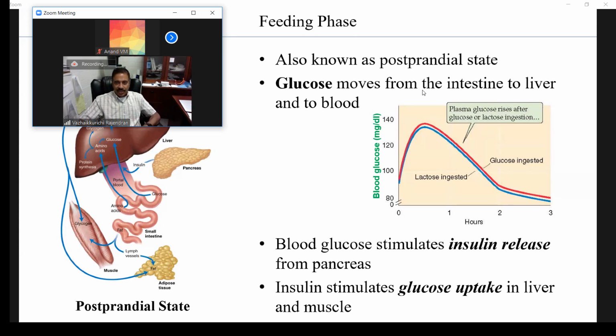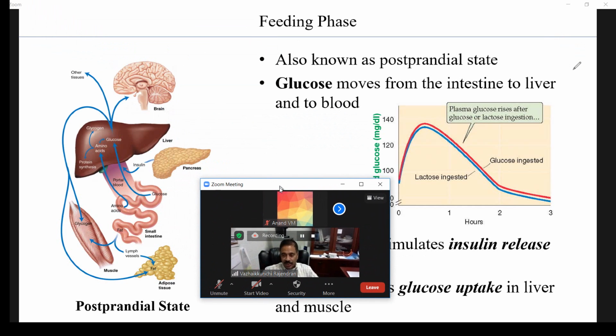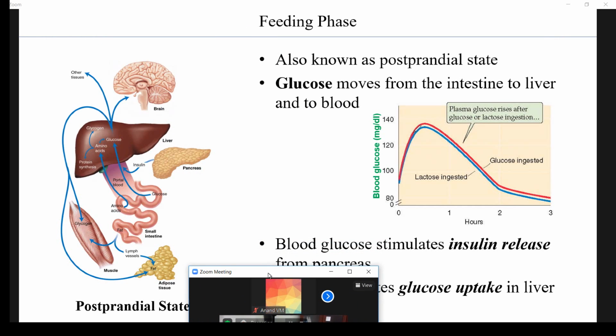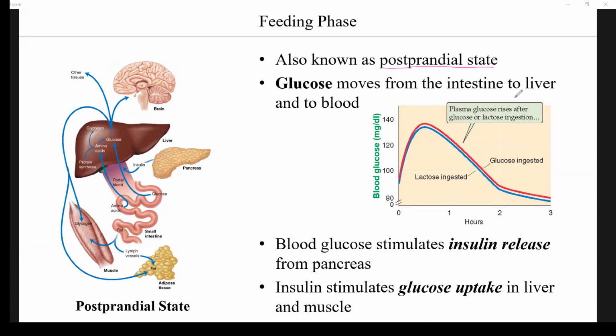Feeding phase. As soon as we eat, this graph shows the same graph I showed before, the glucose level goes up. When the blood glucose level goes up, that condition is also called the postprandial state. Within half an hour to 2 hours of eating, this is called the feeding phase, because we are eating and everything is digested and absorbed in the intestine, and then it goes to the liver first, and then it is released to the blood.